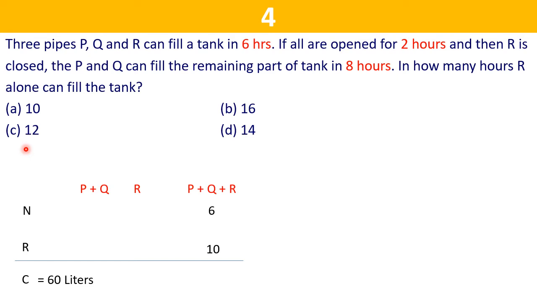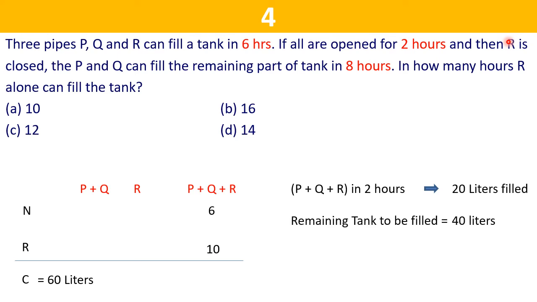Now we will do the calculation as mentioned in the problem. If all are open for 2 hours, so if all three are working for 2 hours and the rate of filling is 10 liters per hour, how much water is added? P, Q and R into 2 hours, they will add 20 liters of water. So out of 60, 20 liters got filled. How much is remaining to be filled now? Obviously 40 liters. Who is filling this 40 liters? Pipe P and Q. In how much time? It is said that pipes P and Q fill the remaining tank in 8 hours.